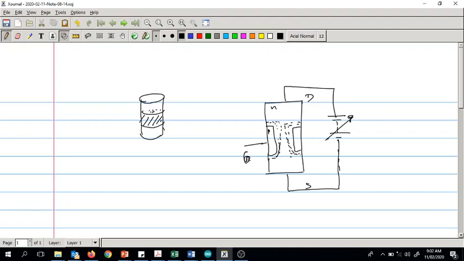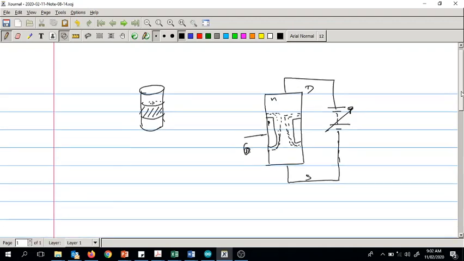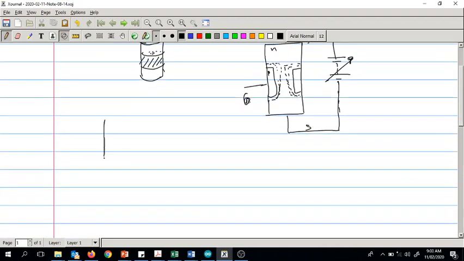So the curve, if you keep on increasing the drain source voltage, will look like this. Until it becomes the pinch off, it will go straight, but thereafter it will saturate. So that is when VGS is equal to 0.